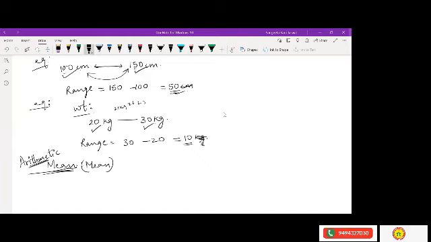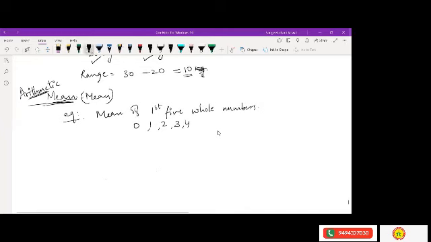Now I'll explain with an example. Suppose I take the mean of the first five whole numbers. What will be the first five whole numbers? They are 0, 1, 2, 3 and 4. These are the first five whole numbers. Now I want to take the mean. So what is the definition of mean?